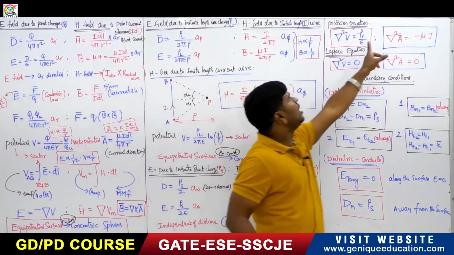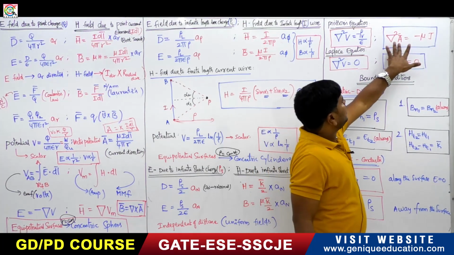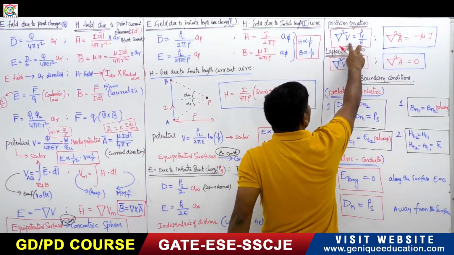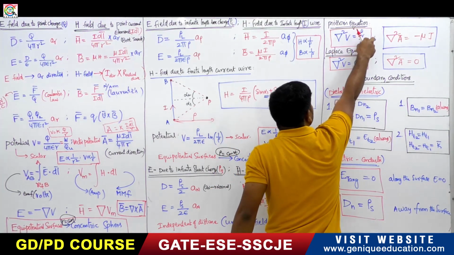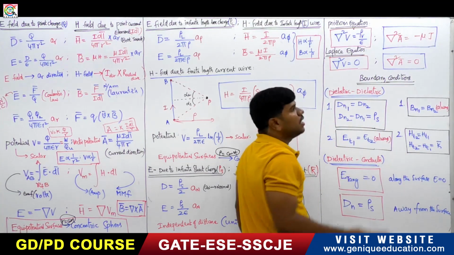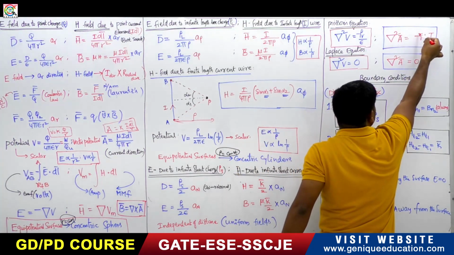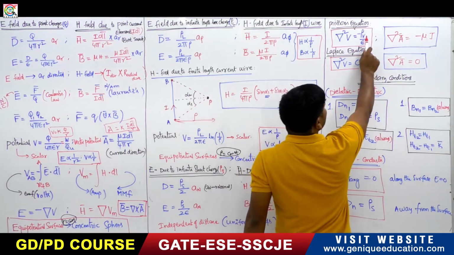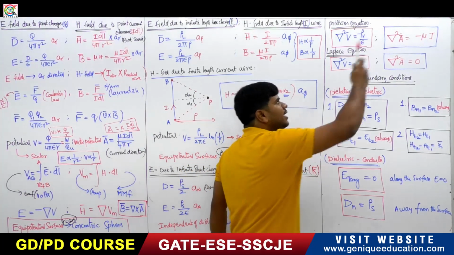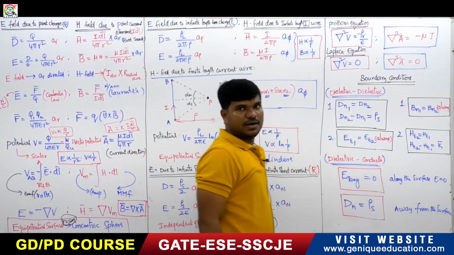Similar to that, the Poisson's equation for magnetic fields is del square of A is equal to minus mu into J. Observe this: del square of electric potential is equal to minus rho V by epsilon; del square of A is equal to minus mu into J. Here epsilon is the material constant, and here mu is the material constant. Here rho V is the volume charge density, and here J is the current density. Here is the scalar potential, and here the vector magnetic potential.